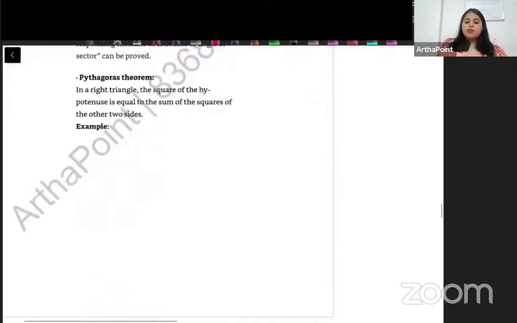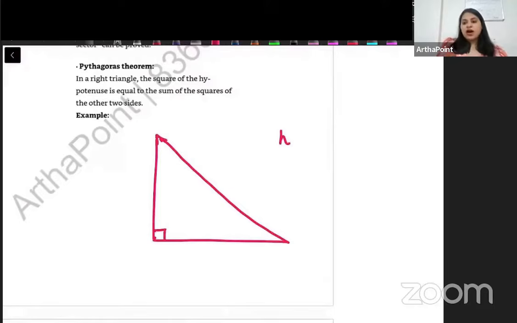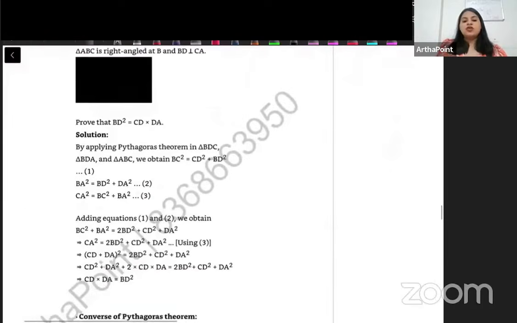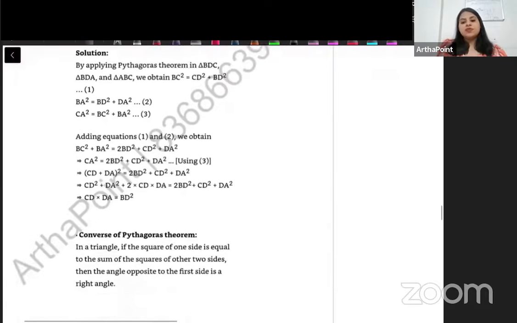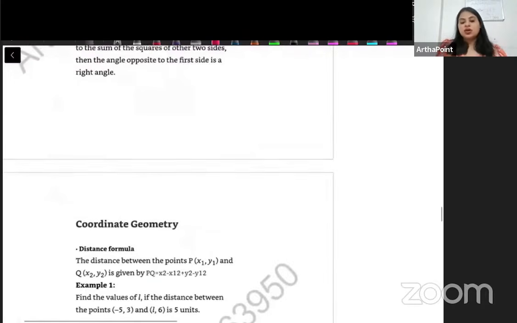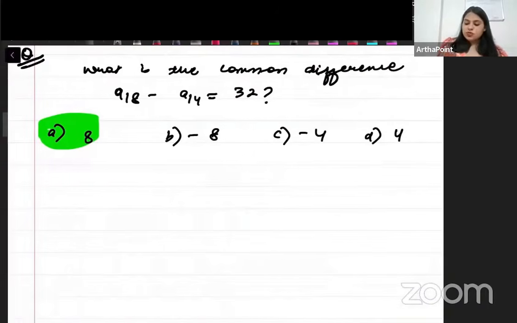Okay, now let's talk about Pythagoras theorem. All of you know that. If I have a 90-degree angle, then we know hypotenuse square should be equal to base square plus perpendicular square. This is what the answer should be. So this is how you can go ahead and prove it, that hypotenuse square is base square plus perpendicular square. That's the Pythagoras theorem. So with this, we end the chapter on triangles. Let me give you some questions to practice, beta.